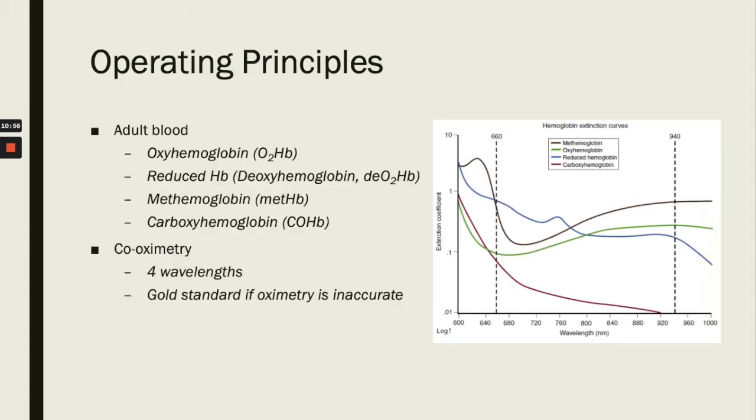Moving forward to talk about the different types of hemoglobin. There are 4 types of hemoglobin that adult blood can consist of: oxyhemoglobin, reduced hemoglobin or deoxyhemoglobin, methemoglobin, and carboxyhemoglobin. Under normal circumstances, the concentrations of carboxyhemoglobin and methemoglobin are small. It's about 1 to 3% for carboxyhemoglobin and less than 1% for methemoglobin.